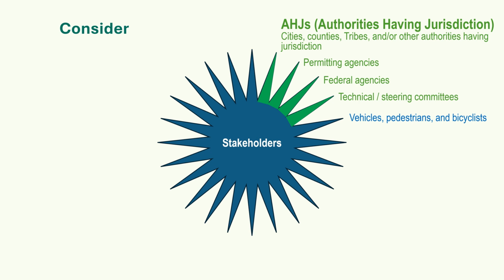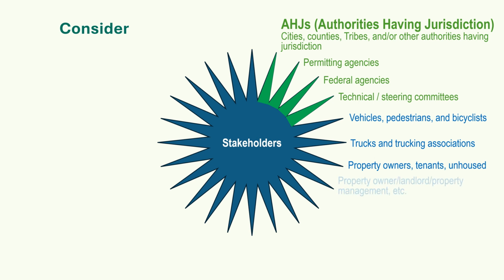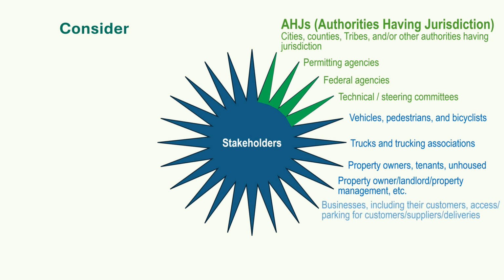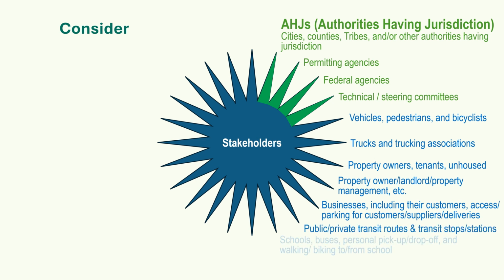Be sure to account for wheelchairs, walkers, hearing and sight impaired, and other ADA accommodations. Trucks and trucking associations. Residential property owners, their tenants, if different than the owner, and the unhoused. Commercial property owner, landlord, and property management, which are often different from the business tenant. Businesses, including their customers, access to parking for customers, suppliers, deliveries. Restaurants often need a dedicated short-term space for food delivery services to quickly pick up orders. Public and private transit routes, and transit stops or stations.